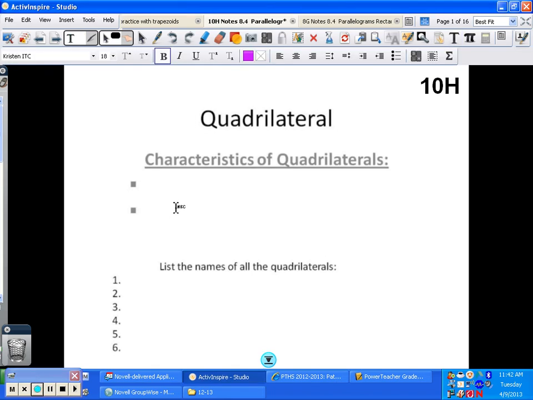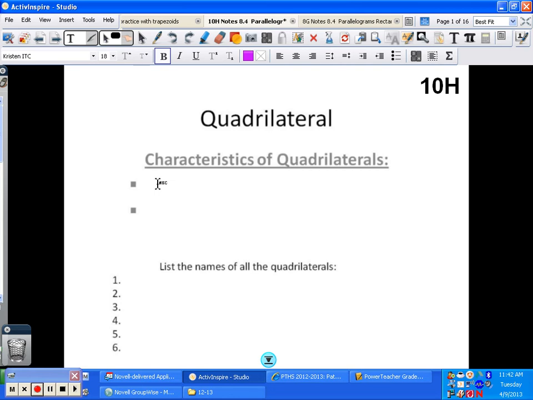Today's section of notes is 10H from your packet. It is on quadrilaterals, and specifically we're going to look at rectangles and rhombuses, or rhombi, or rhomboids, which all happen to be correct, and we're even going to look at squares at the end of the unit.